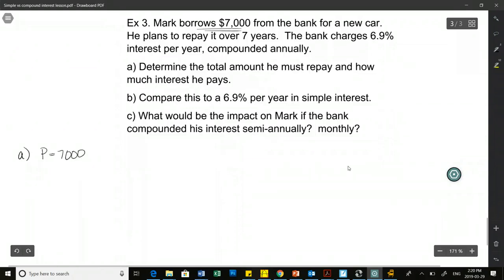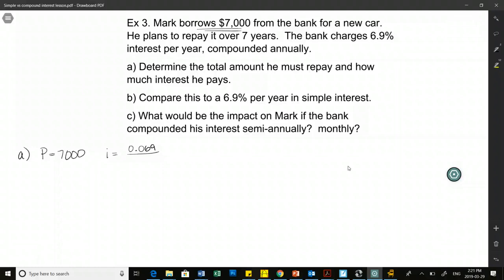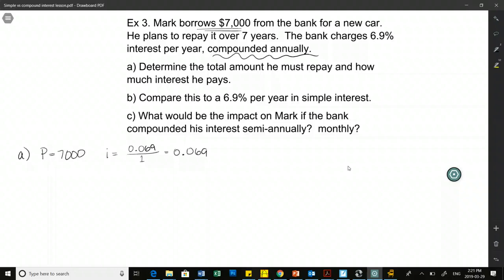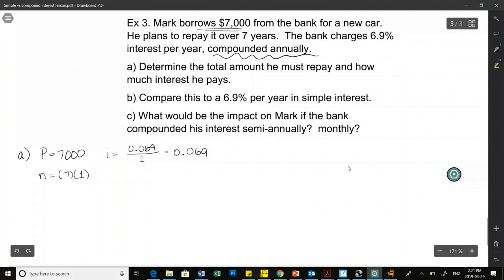Okay, so the principal value is our $7,000. The interest rate as a decimal is divided by the number of compounds per year. How many compounds per year do we have in the first scenario? Annually, once a year. So we'll just get 0.069 for that one. We're going to repay it over 7 years. So in 7 years, if I compound the interest once a year, how many times have I compounded the interest? 7 times, thank you. And we want to know what is the amount we must repay to the bank.